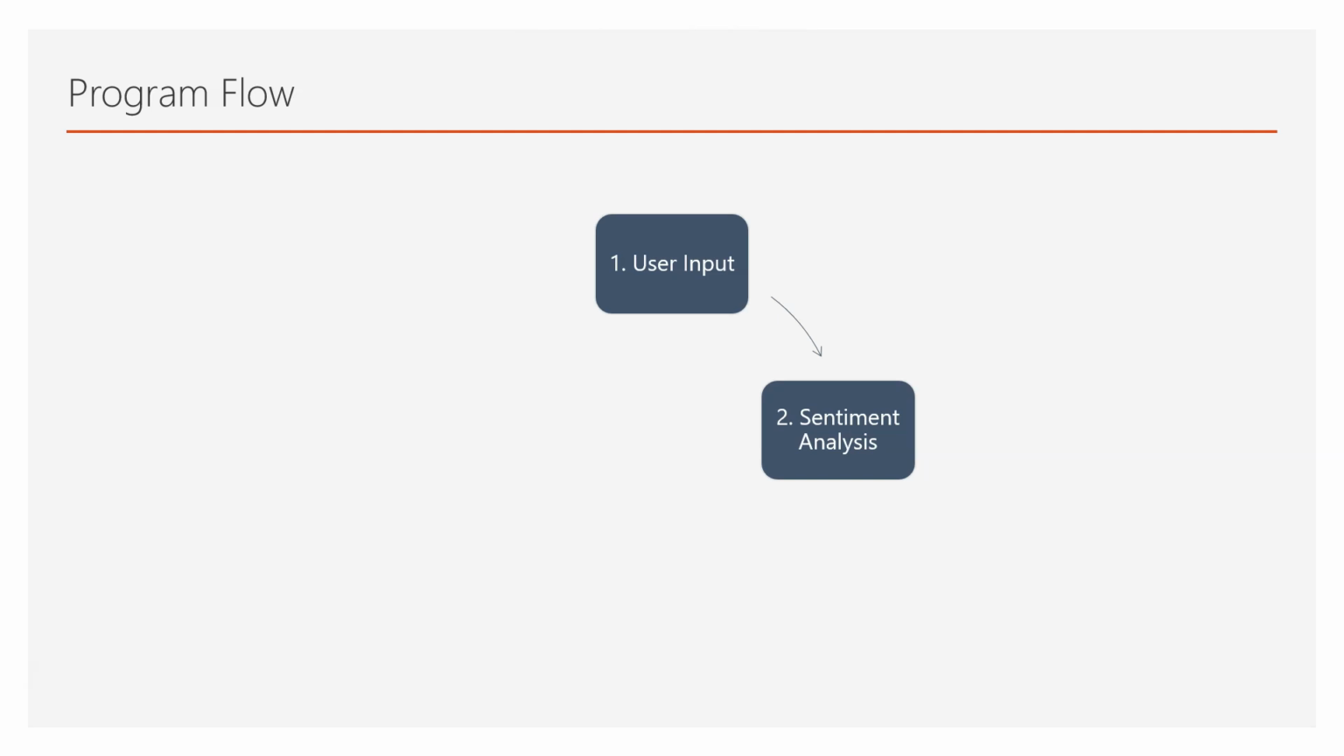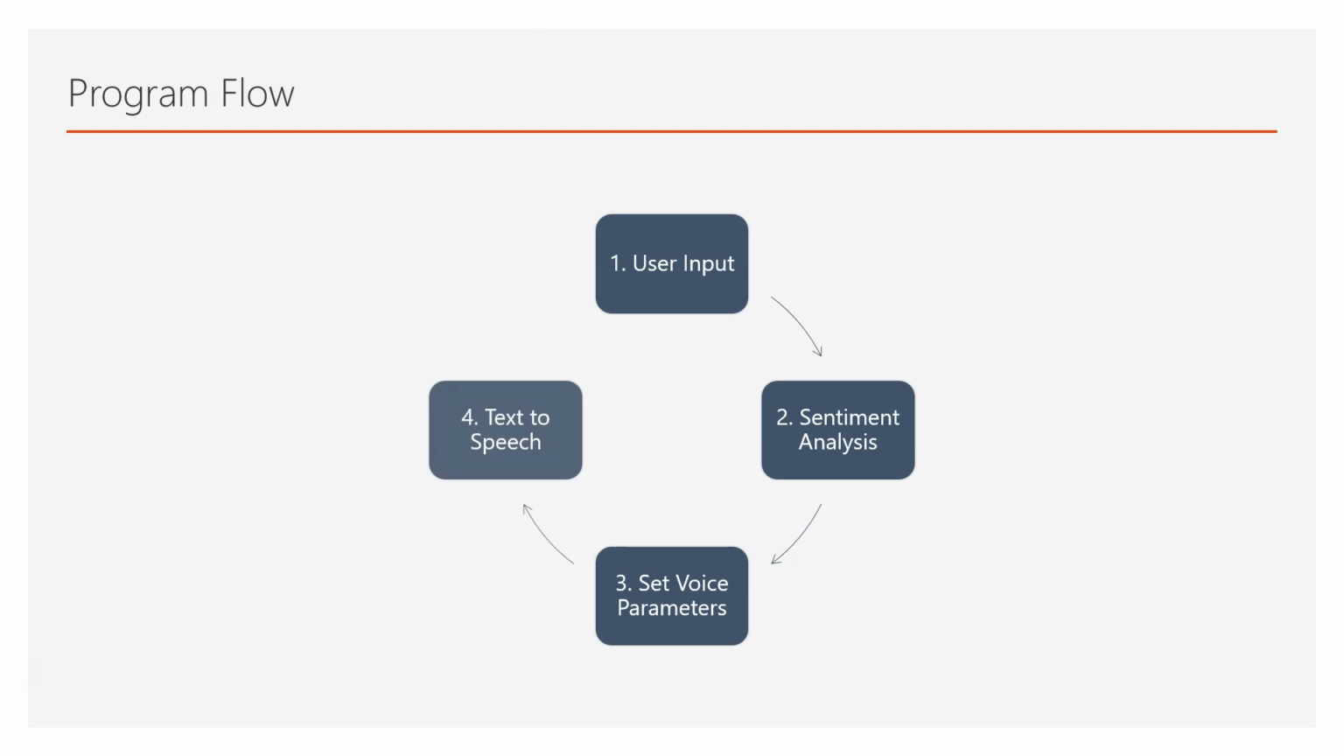And this brings us to the third step, that is setting voice parameters. So based on the calculated polarity option, I will be setting the voice parameters. As you will see in the code, I use branching logic in order to do that. And finally, I compose text-to-speech along with using the voice parameters set in the previous step.